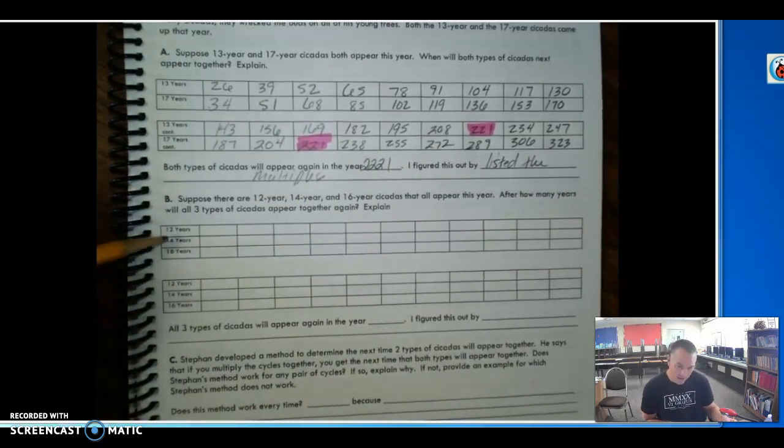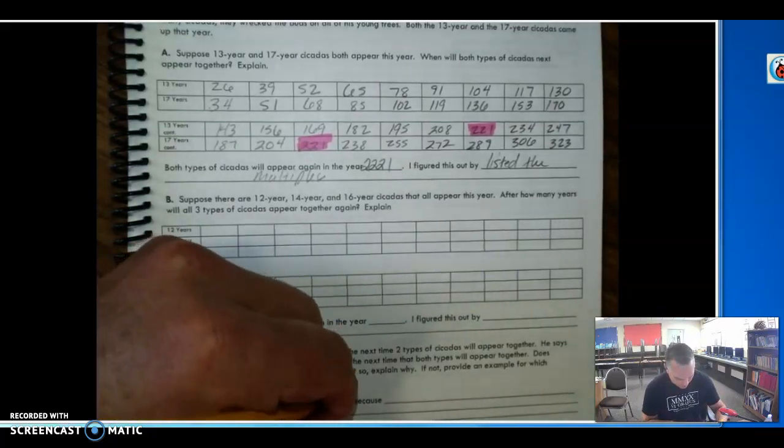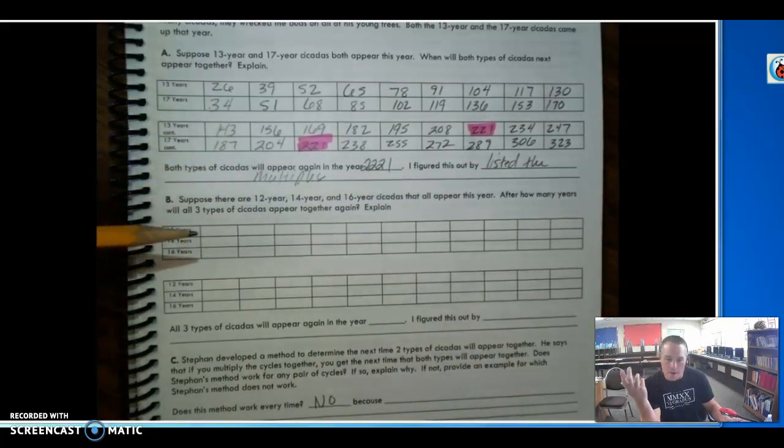But if I multiplied 12, 14, and 16 together, no way. It's going to be a huge number. It's going to be like 688 or something like that. So does it work every time? No. Because it gets you a multiple, a common multiple, but it doesn't get you the lowest one.